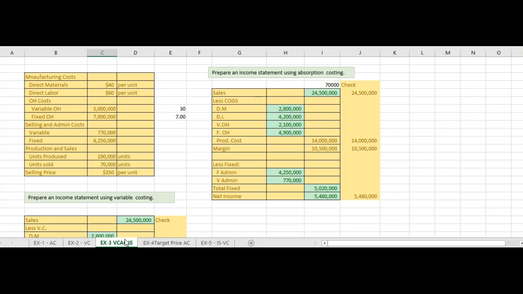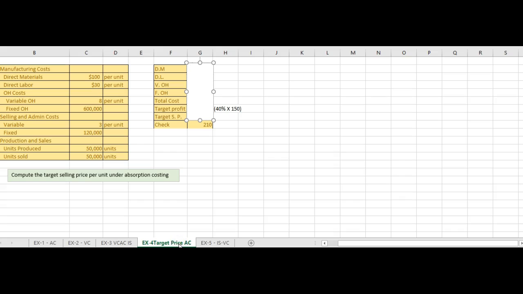Now this one we did in class, so you should have this one down fairly well. We just took and compared the absorption versus the variable. The one that you haven't got is the target price, and my guess is you can figure this one out. And this is absorption, so we're using $100 per unit, $30 per unit. The variable is 8. I even gave that to you. The overhead is, we produced 50,000, and our fixed overhead was 60,000, so we divide 60,000 by 50,000 to come up with 12. Which gives us a total cost of $150.